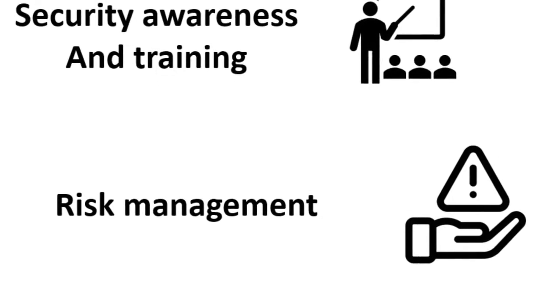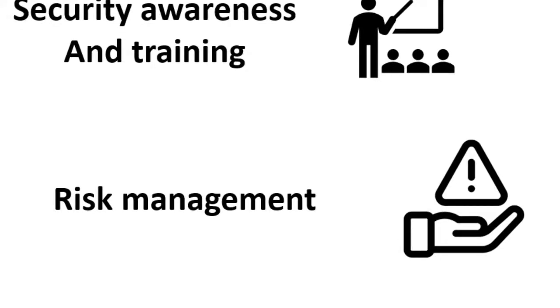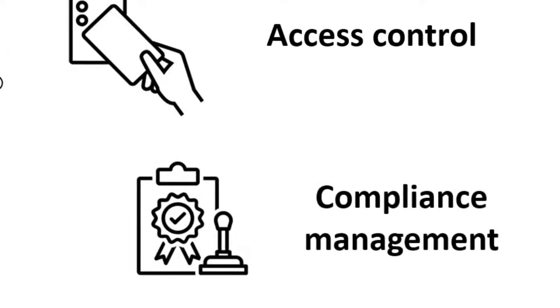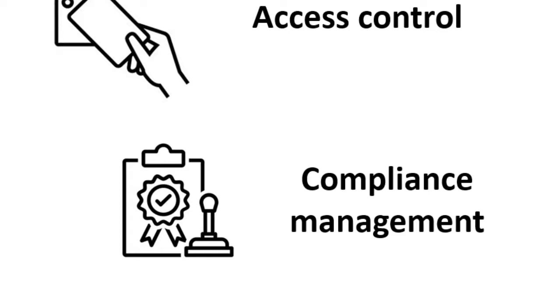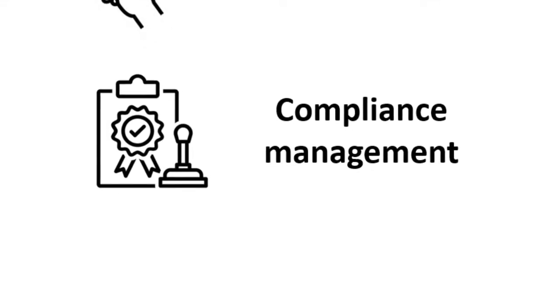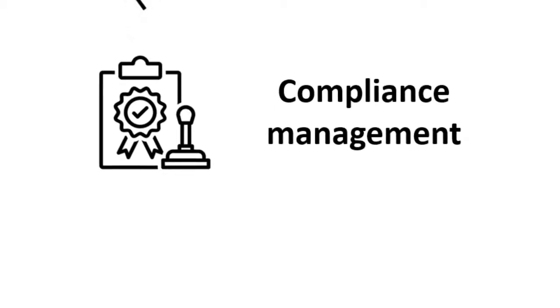Risk management. Risk management includes conducting risk assessments, developing risk management plans, and implementing risk mitigation strategies. Access control. This involves controlling access to information assets based on user roles and responsibilities, and includes user activity monitoring. Compliance management. This involves ensuring that an organization is compliant with regulatory requirements and industry standards. This includes conducting compliance audits, implementing compliance controls, and reporting on compliance status.